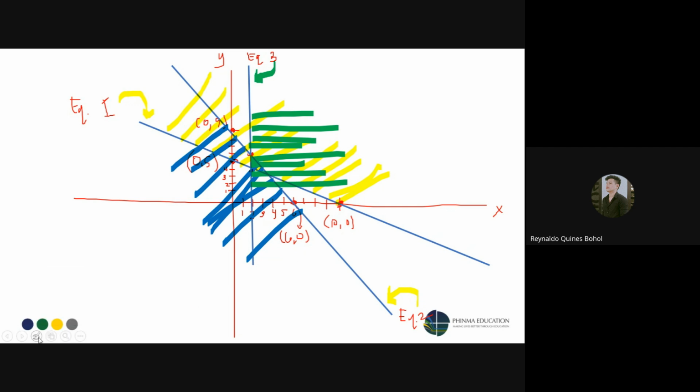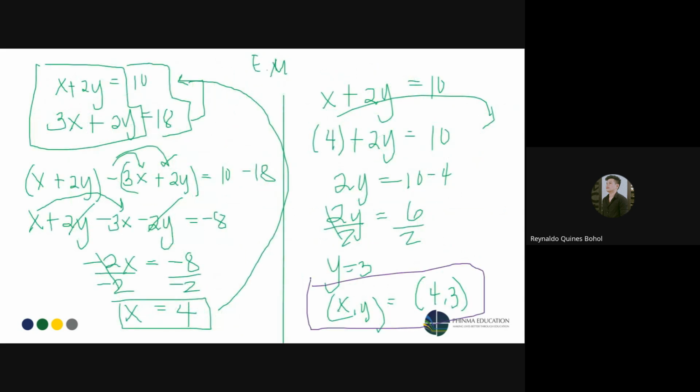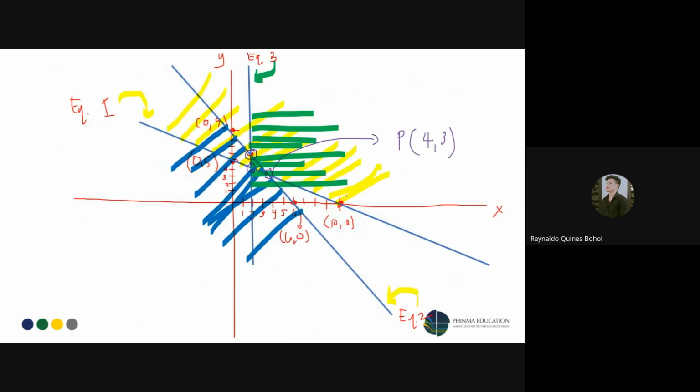Para, kung saan sila nag-overlap ng 3 beses, ito po yun. Ito sila nag-overlap ng 3 beses. 1, 2, at 3. So, ito yung point of intersection natin. Yan yung 4 and 3. So, saan yung 4 and 3, sir? Ito po yun. So, that is the point of intersection.